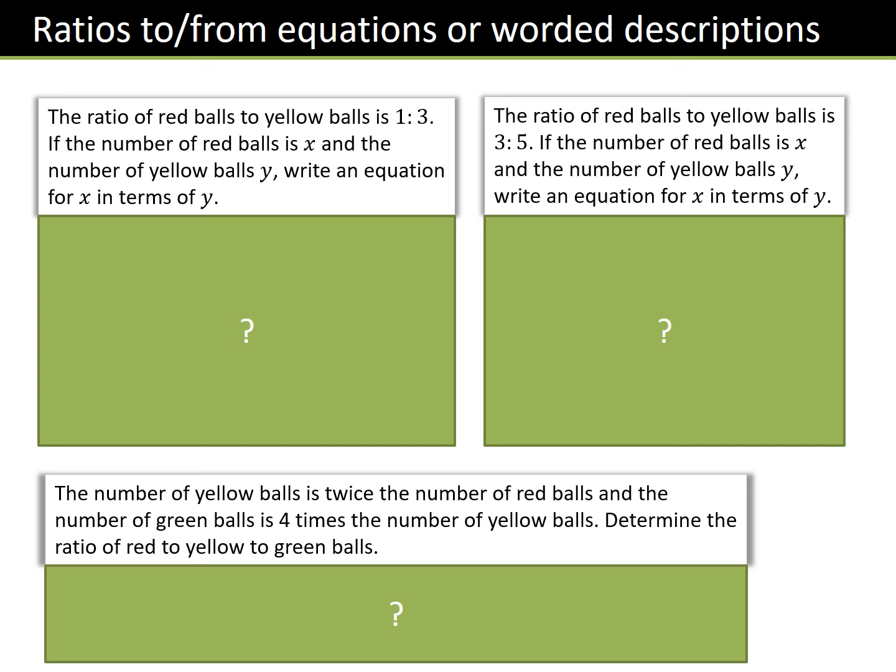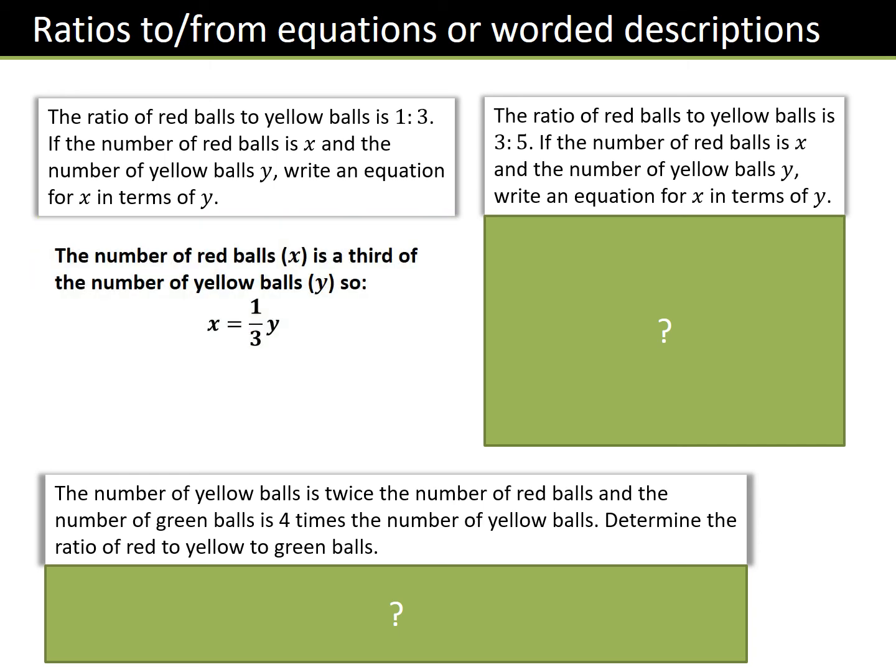So the ratio of red balls to yellow balls is 1:3. If the number of red balls is x and the number of yellow balls is y, write an equation for x in terms of y. So the number of red balls is 1/3 of the number of yellow balls, so x is 1/3 y.